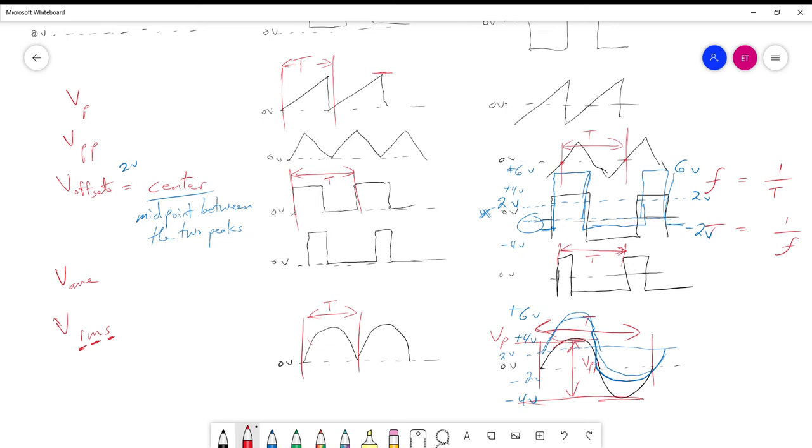Let's see, what else? What else can we say? There's something else I wanted to mention there, but yeah. So all waveforms will have these values, and we'll be getting oriented and good at solving for them.